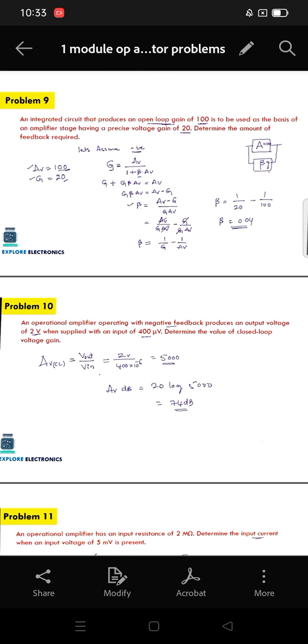Hi everyone. In this session we have to discuss problems on operational amplifier and oscillator. First we have to read the question, then we will solve the problem.